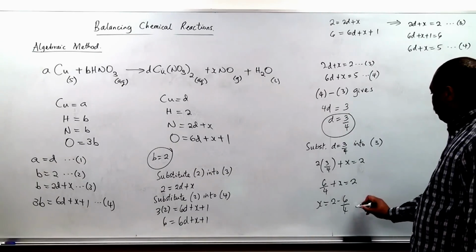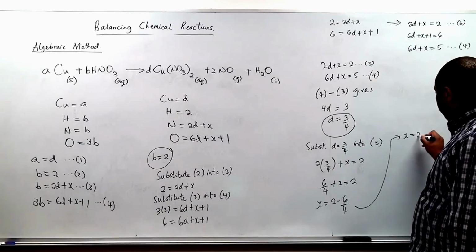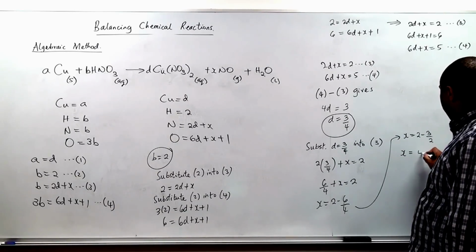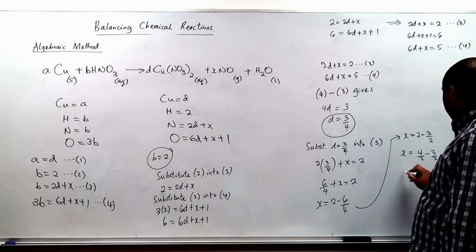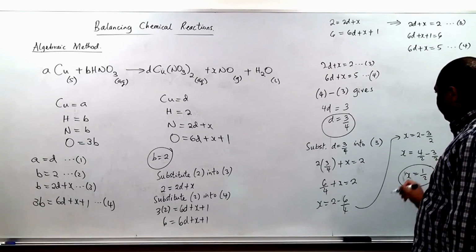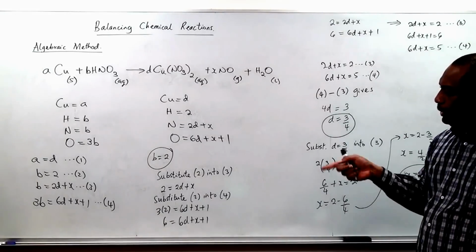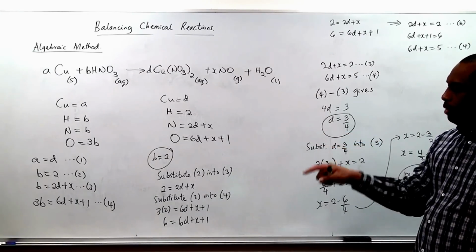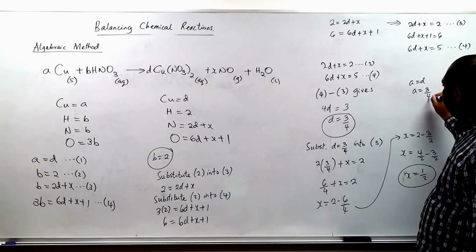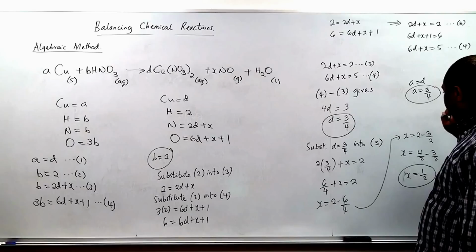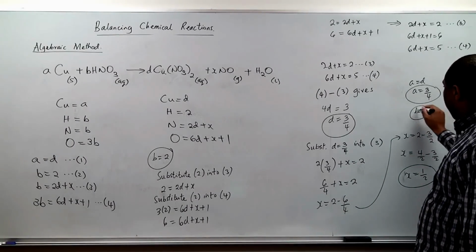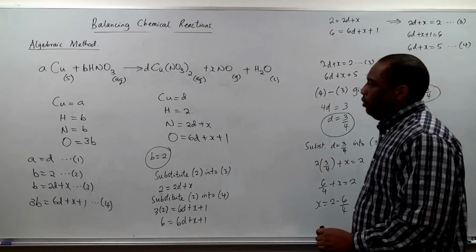Right? So continue. X will be 2 minus 3 over 2. So X will be 4 over 2 minus 3 over 2. So X will be 1 over 2. X is 1 over 2. So we found X, D, B. And of course our A. Our A is equal to D. So our A is equal to 3 over 4. So we found B. Our B is 2.